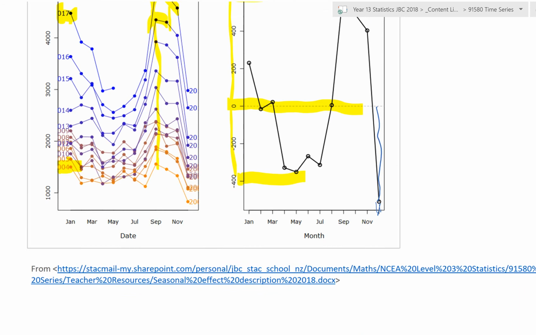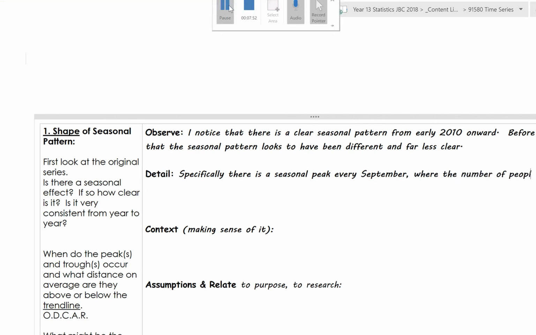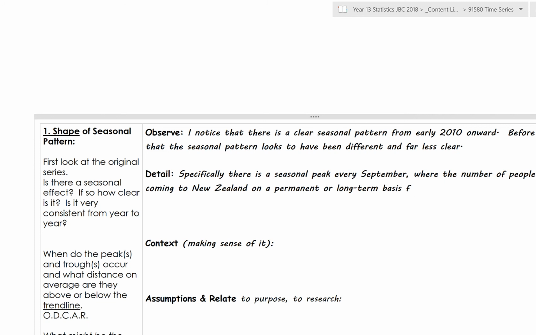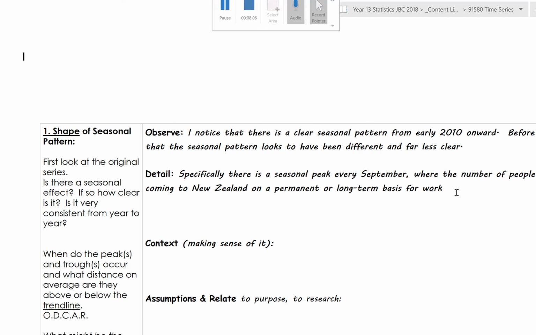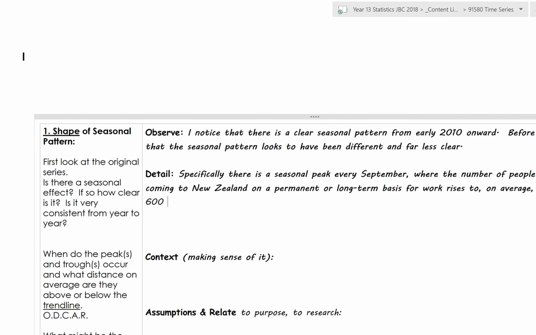Okay, so what do we write? Let's write down what we notice. So specifically, there is a seasonal peak every September where the number of people coming to New Zealand on a permanent or long-term basis for work rises to, on average, 600 arrivals above the trend line.